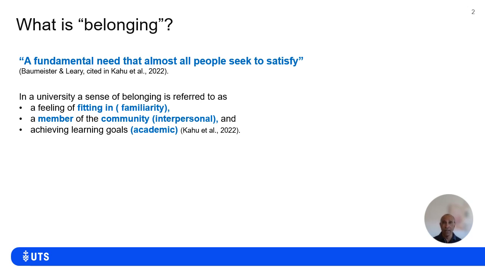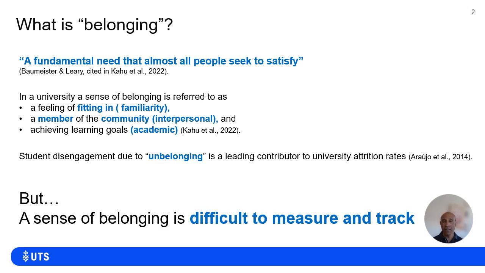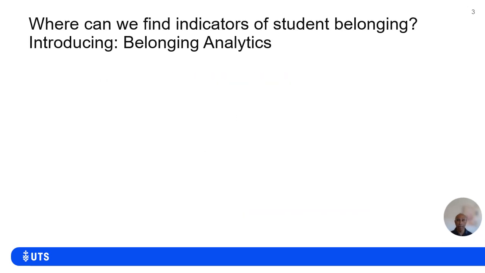In 2022. Cohort et al. in their study in 2014 identified a sense of unbelonging and disengagement as leading contributors of student attrition in universities. But a sense of belonging is difficult to measure and to track. Universities have attempted to measure a sense of belonging using self-reported surveys that are difficult to scale and are time-consuming.